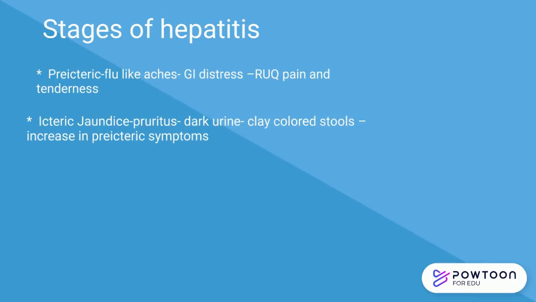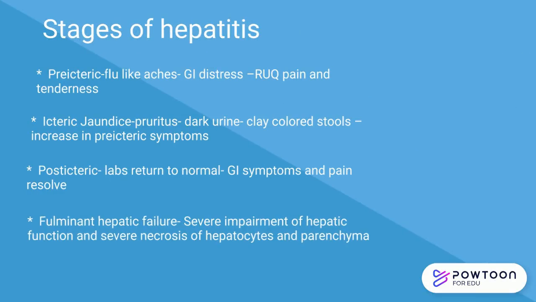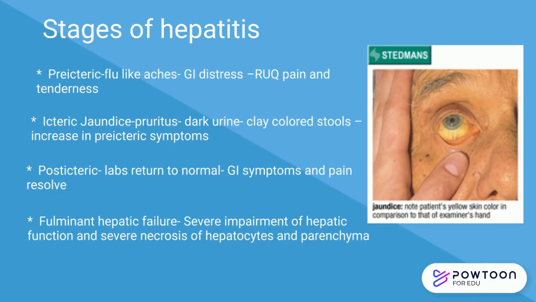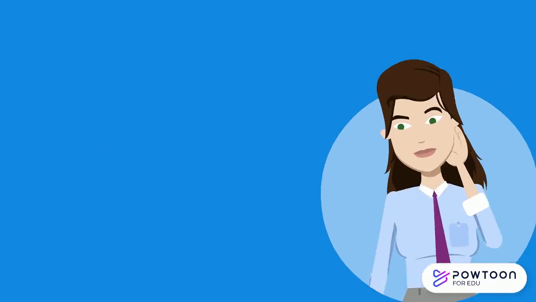Acute hepatitis typically has stages. The pre-icteric is where you're first exposed and starting to have symptoms, and that is before the jaundice sets in. It's more like those flu-like symptoms, may have some GI distress. The icteric stage is where the jaundice and the itching and the dark urine start to occur, and the post-icteric stage is where everything hopefully starts to turn to normal.